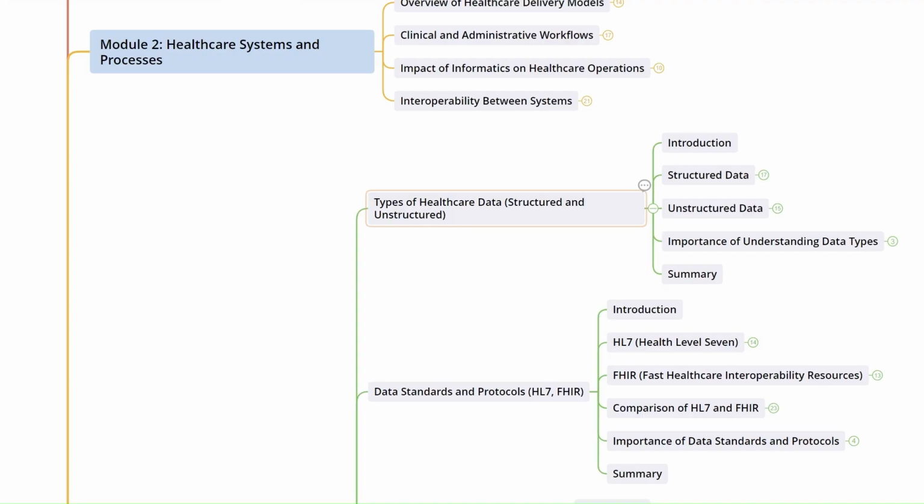decisions and operational workflows. On the other hand, unstructured data includes narrative text like physician notes, diagnostic imaging, and free text fields that contain rich clinical details but require advanced tools like natural language processing, also referred to as NLP, for extraction and analysis. Understanding the interplay between these data types is essential for providing a holistic view of patients' health and enabling comprehensive data integration across systems.